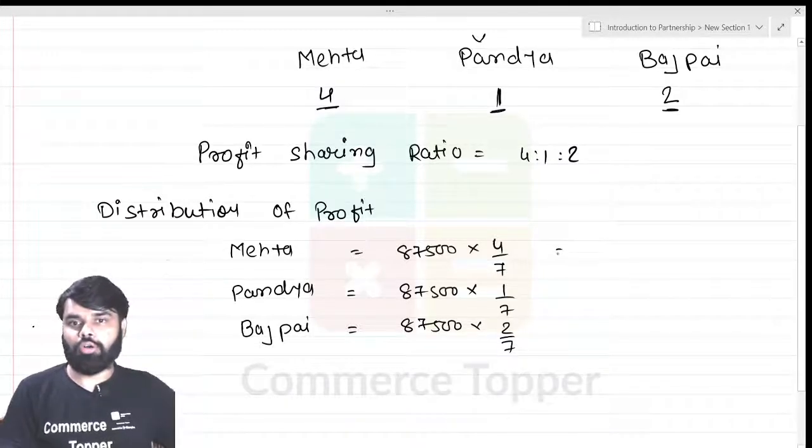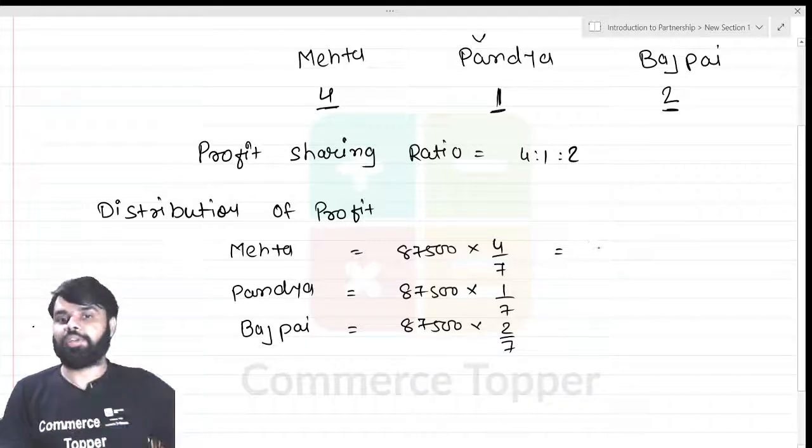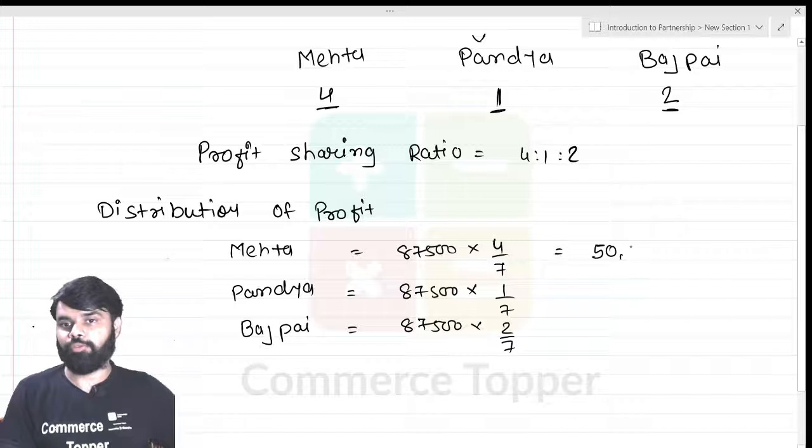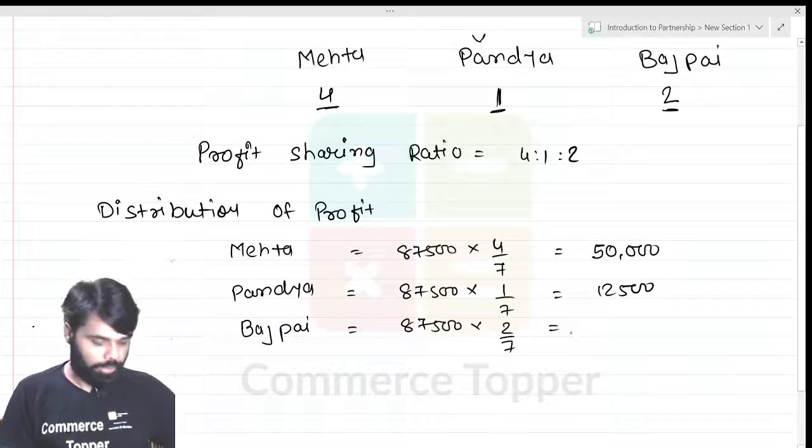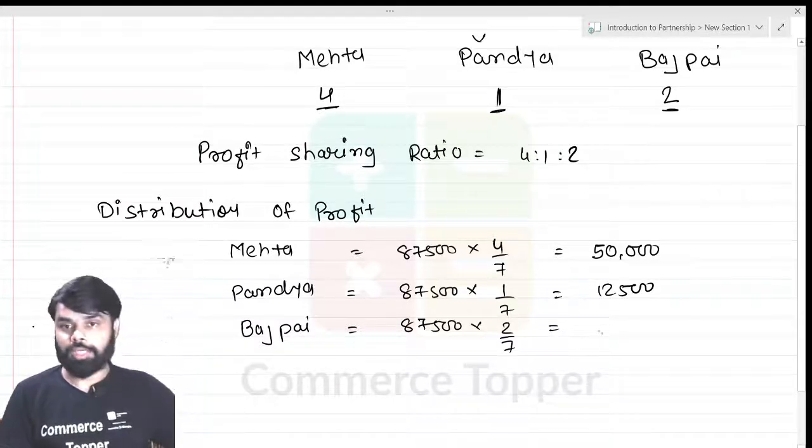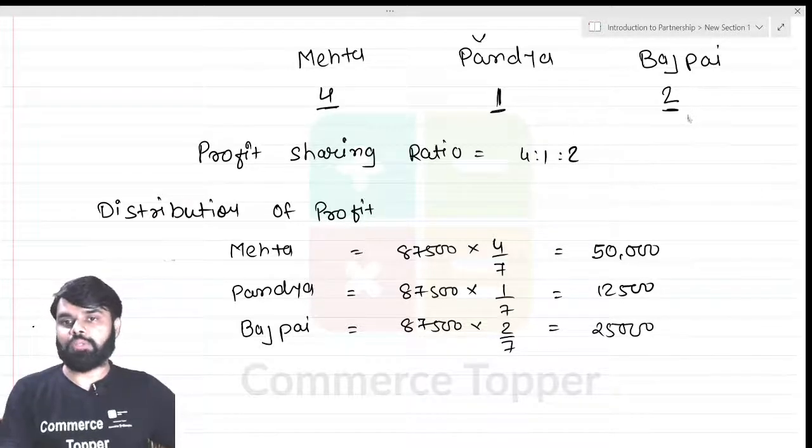Now the share of Mehta will be 87,500 divided by 7 into 4. So it will be 50,000. Here it will be 12,500, and here it will be 25,000. Okay. So these are the 3 sums which are actually connected with how to share the profit.